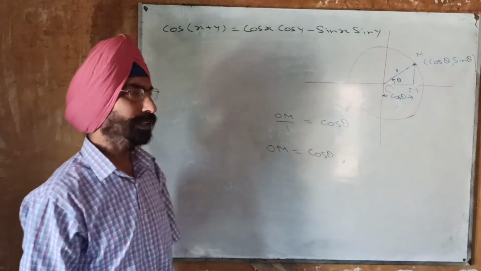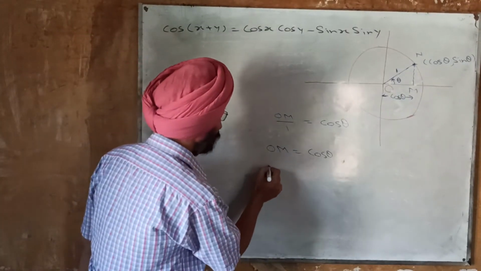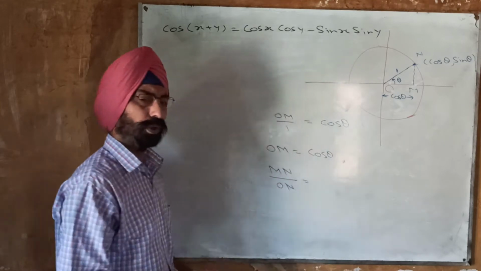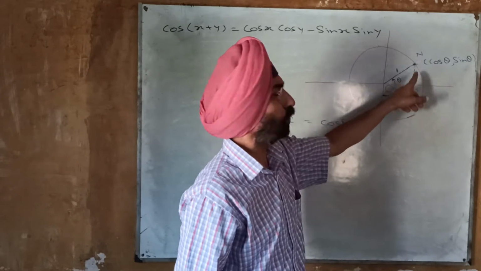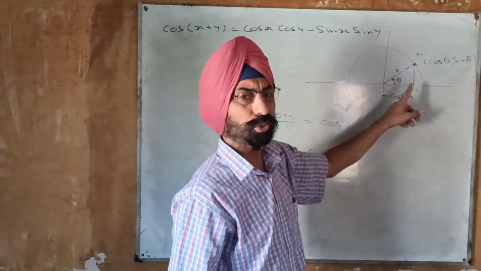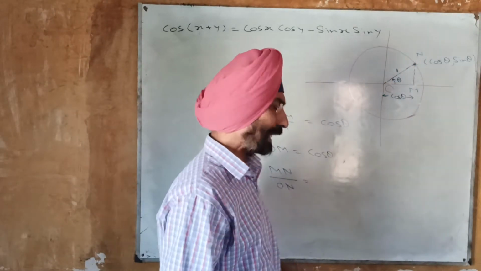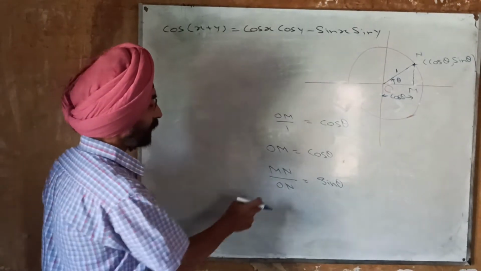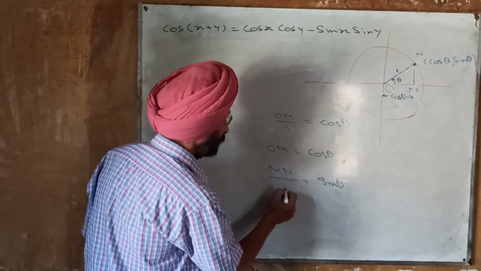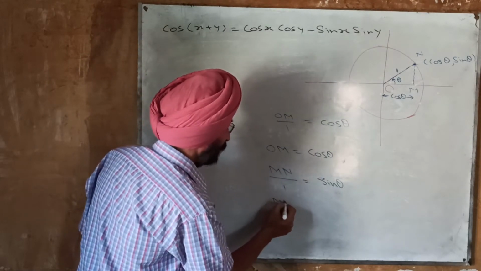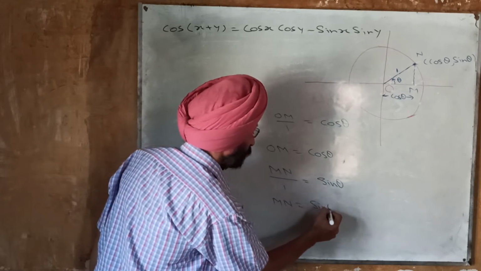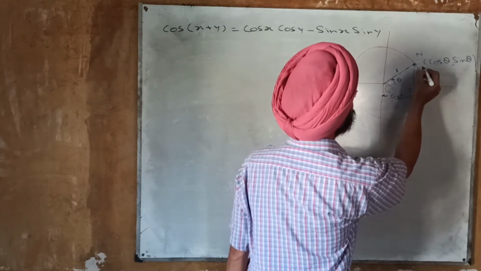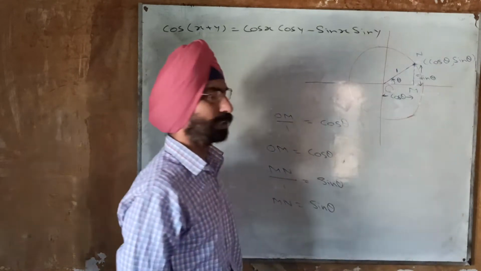Similarly, MN upon ON is equal to, this MN is your perpendicular and ON is the hypotenuse. Perpendicular over hypotenuse is sin theta. So it will be sin theta. Once again, the value of ON is 1, and by cross multiplying you will get MN is equal to sin theta. So this is your sin theta.